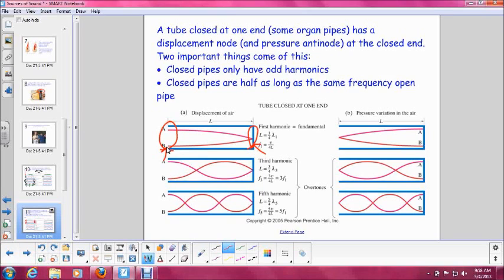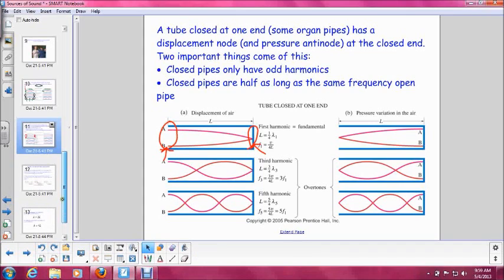And closed pipes are half as long as the same frequency open pipe. And this is why they use them in organ pipes. So an organ has to have some closed pipes and some open pipes in order to hit every harmonic. But when the pipes get much, much longer to hit the low frequency notes, it's to their advantage to use closed pipes because these only have to be half as long. They don't have to be as big as an open tube has to be.